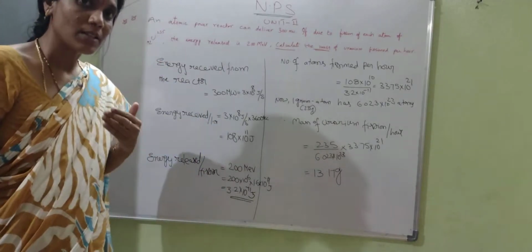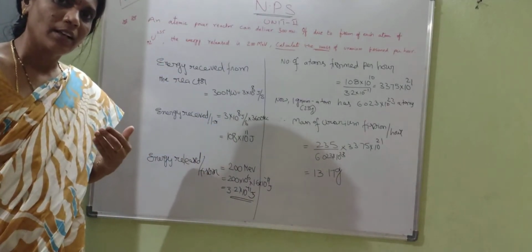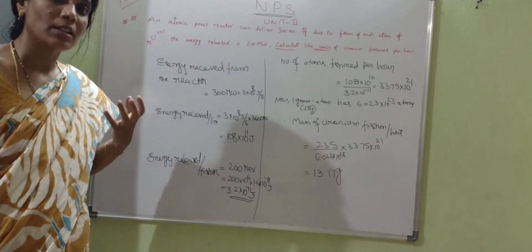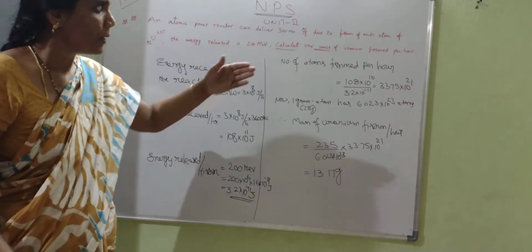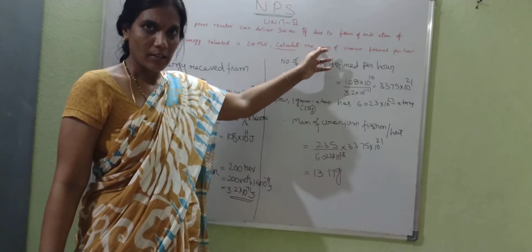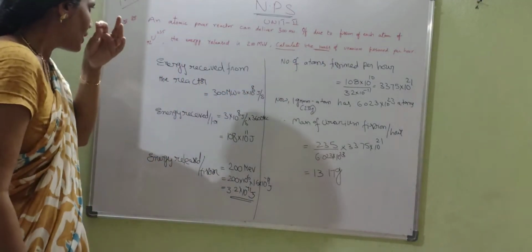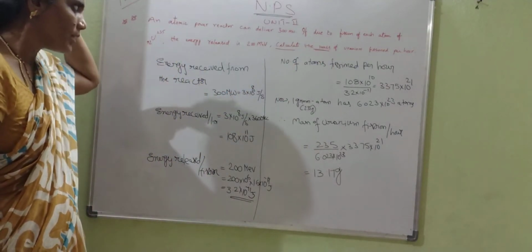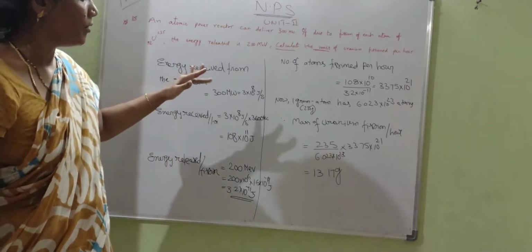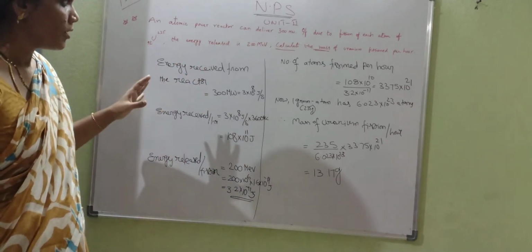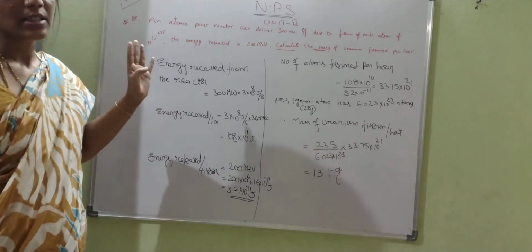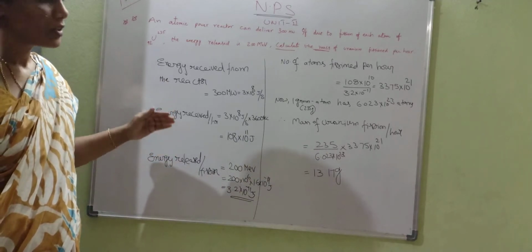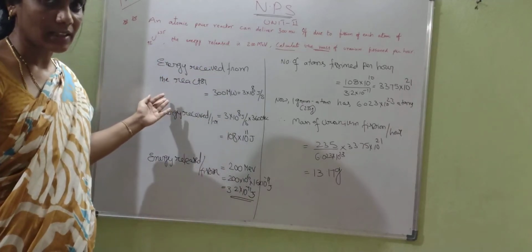So how much mass of uranium fission per hour? That means how much uranium is going under the reaction per hour. That is what you have to calculate. So first, for getting the mass of uranium, you have to calculate the energy. Energy received, energy released.